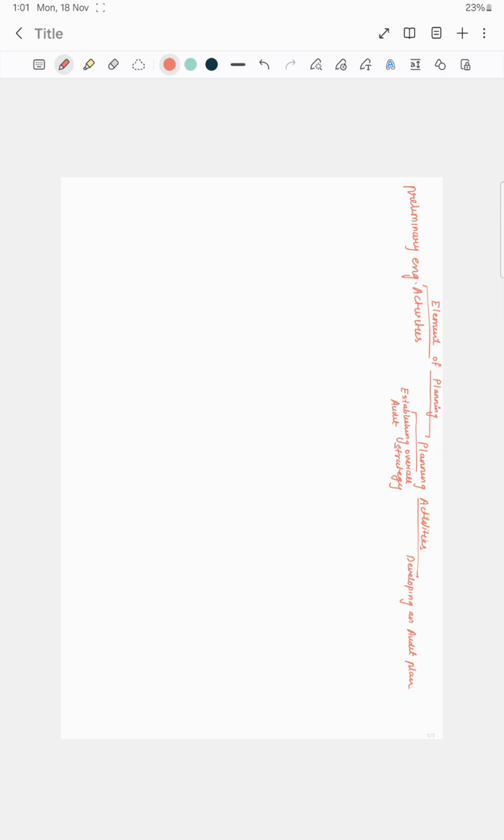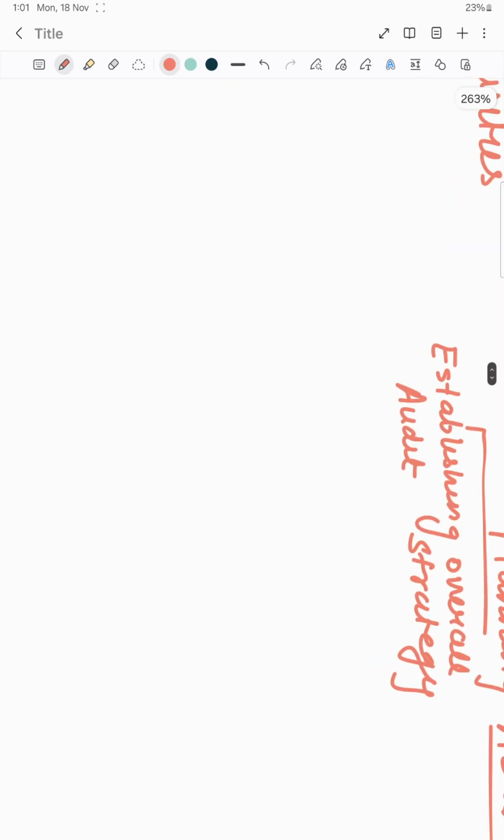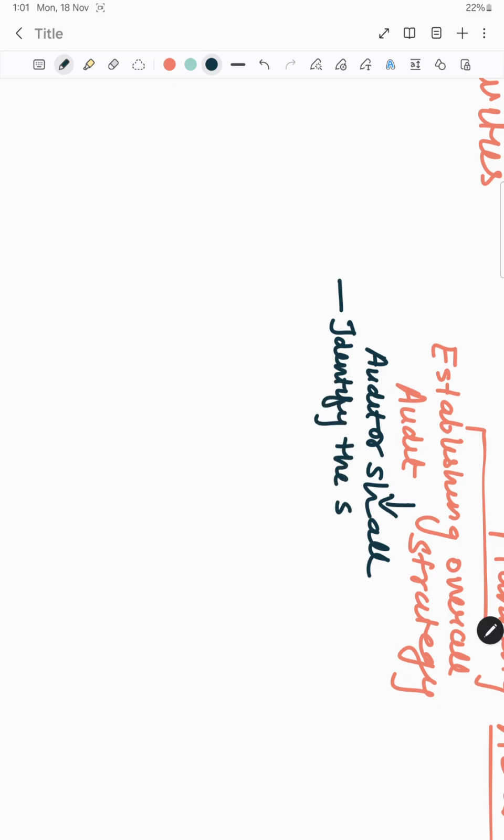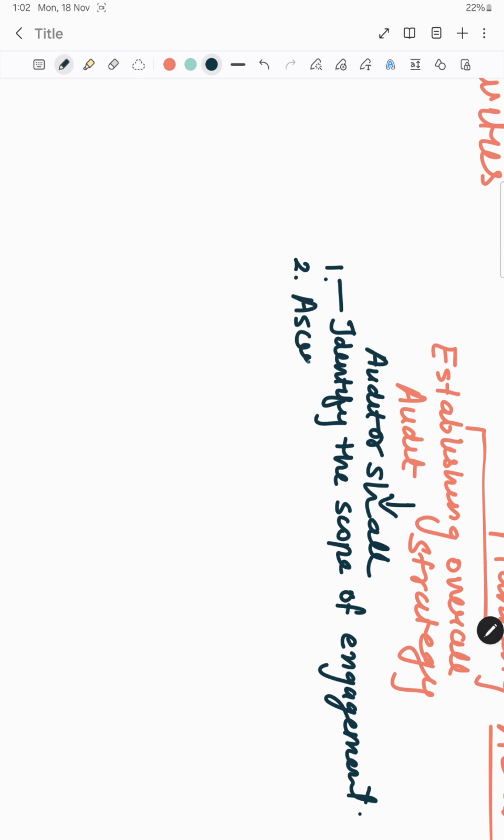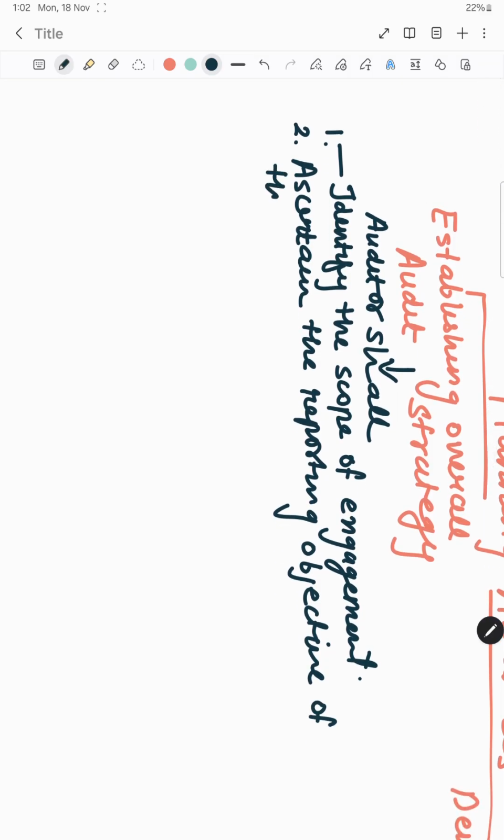In establishing an overall audit strategy, in this part, the auditor shall identify the scope of engagement, and ascertain the reporting objective of the engagement.